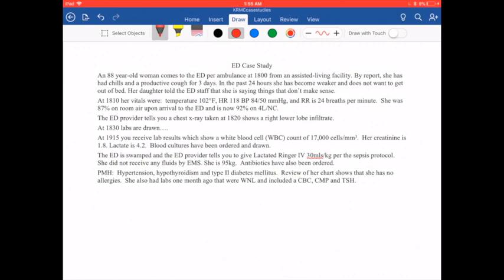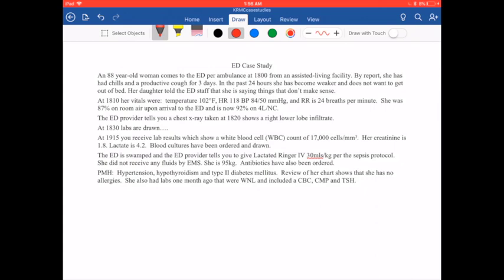Then at 1830, labs are drawn, and at 1915, because labs are super fast like that, you receive the results, and the white cell count was 17. Her creatinine is 1.8, and her lactic acid is 4.2. Blood cultures have also been ordered and drawn.